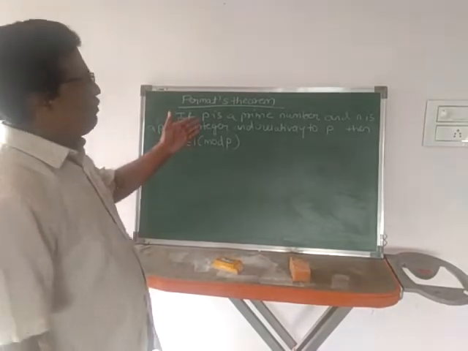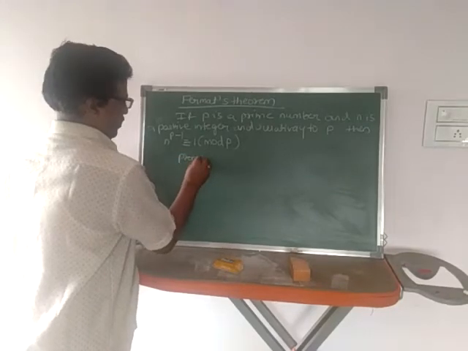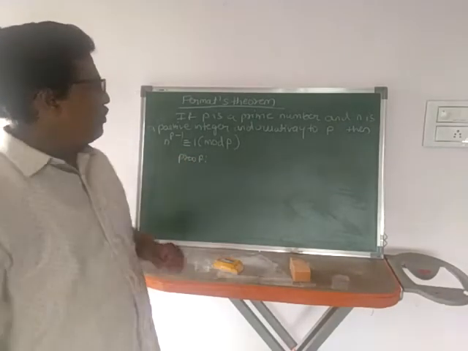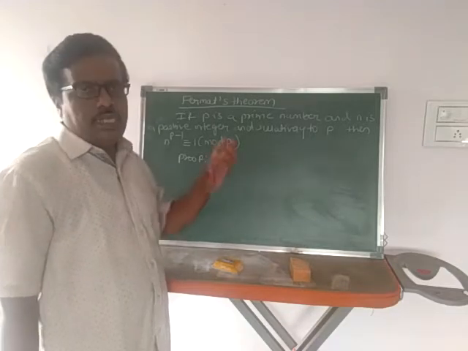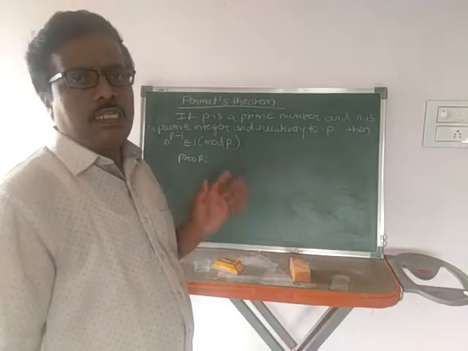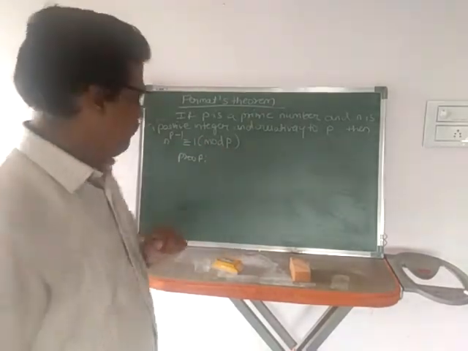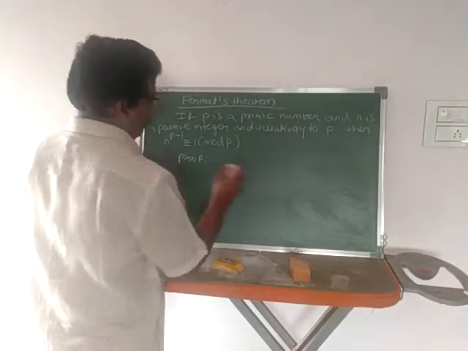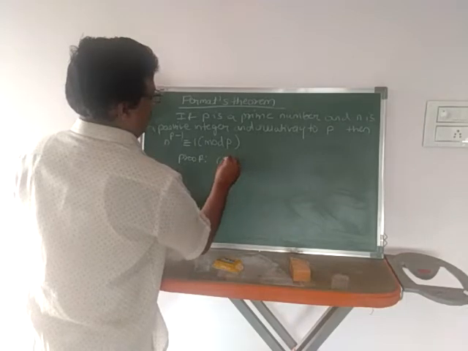So now we prove the theorem. Proof. So what we do is, first we prove that p divides (a plus b) whole raised to p minus a raised to p minus b raised to p. So that is what we do. We use the binomial theorem.